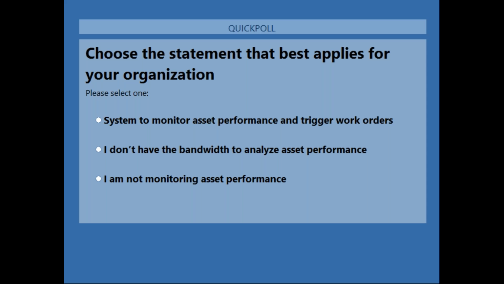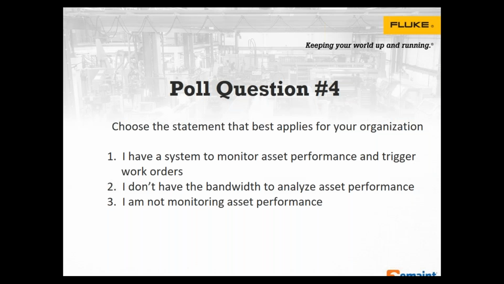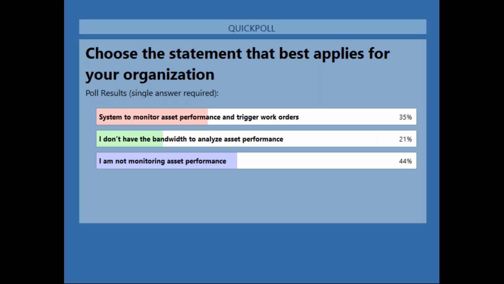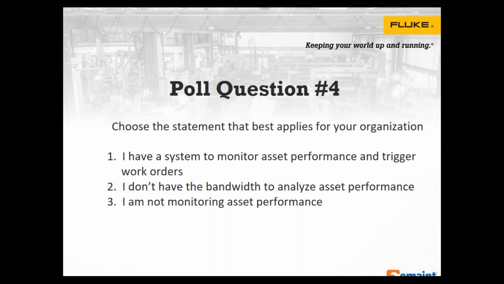So it looks like we have two-thirds of the votes in. Take a few more seconds, and then again, thank you for your questions. We'll get to them as soon as we're done with the slide presentation. All right, let's go ahead and look at our final poll here, Alex. 35% of the audience said they have a system in place to monitor asset performance and trigger work orders. 21% say they don't have the bandwidth to analyze asset performance, and 44% say they're currently not monitoring asset performance. All right, back to you, Alex.